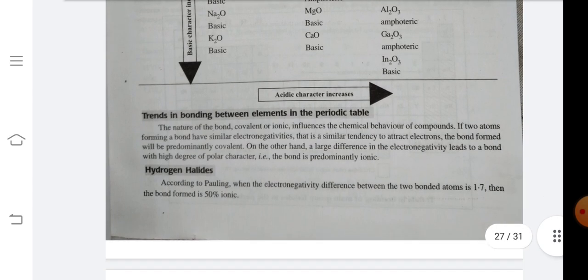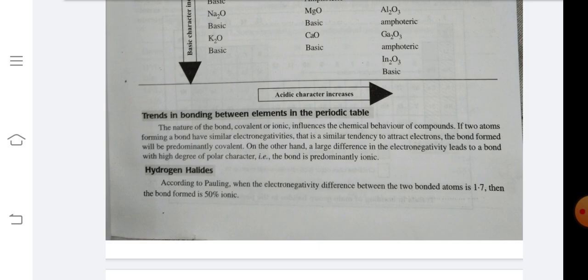Trends in bonding between elements in the periodic table. The nature of the bond, covalent or ionic, influences the chemical behavior of compounds. If two atoms forming a bond have similar electronegativities, that is, a similar tendency to attract electrons, the bond formed will be predominantly covalent.